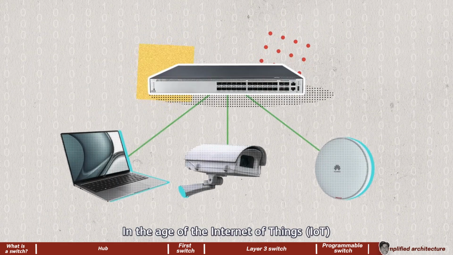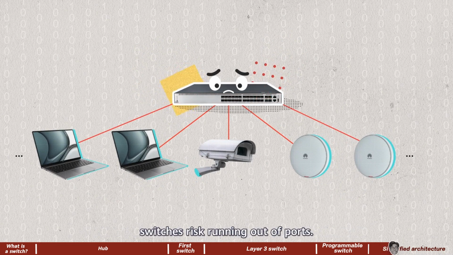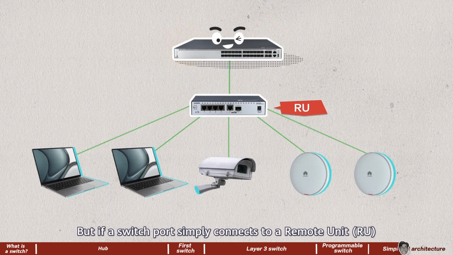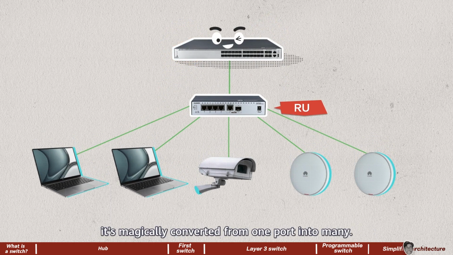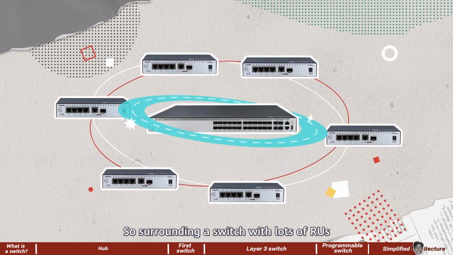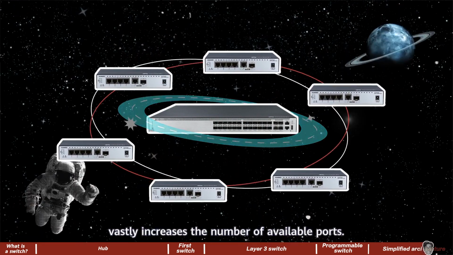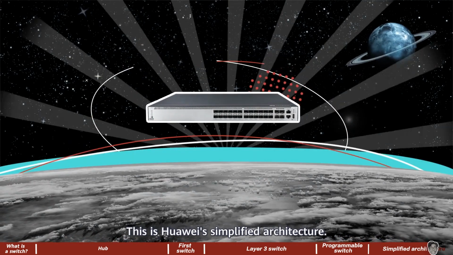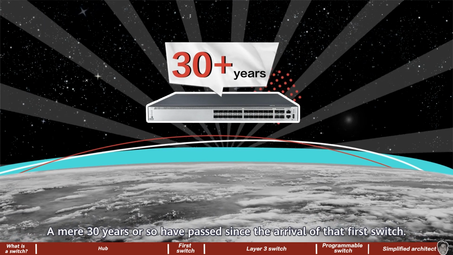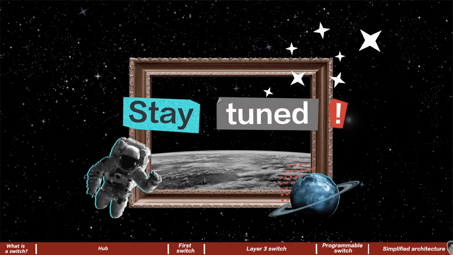In the age of the Internet of Things, so many devices will need to be connected to networks. Switches risk running out of ports. But if a switch port simply connects to a remote unit, it's magically converted from one port into many. So, surrounding a switch with lots of RUs vastly increases the number of available ports. This is Huawei's simplified architecture. A mere 30 years or so have passed since the arrival of that first switch. From a single hub to Huawei's simplified architecture, what comes next?